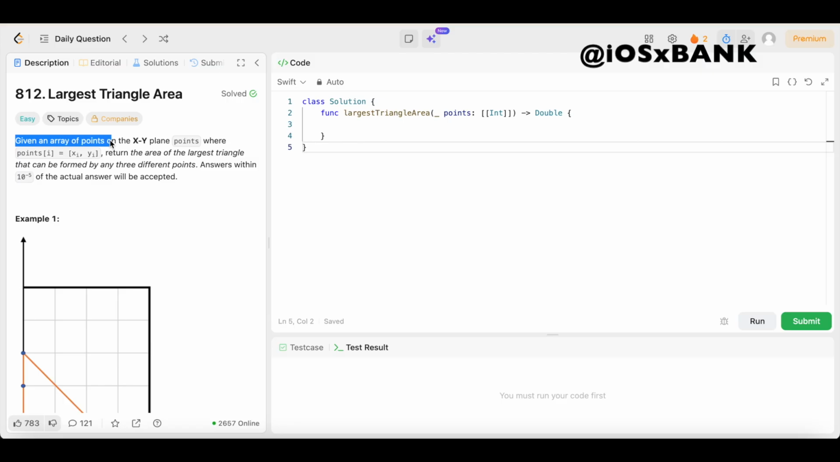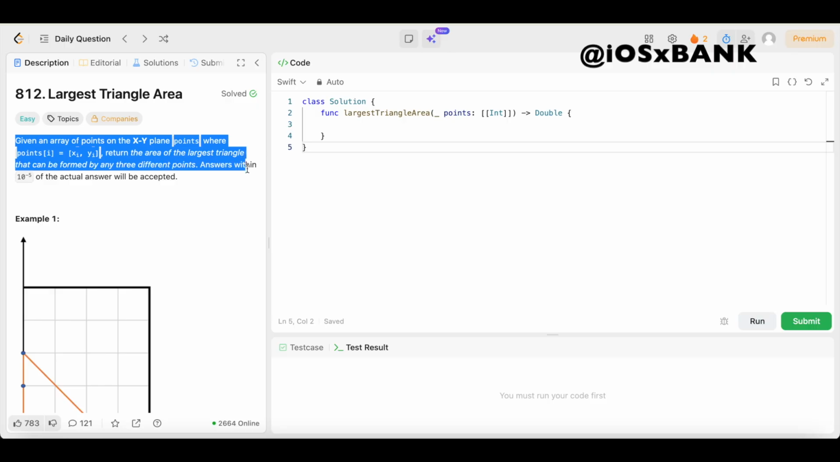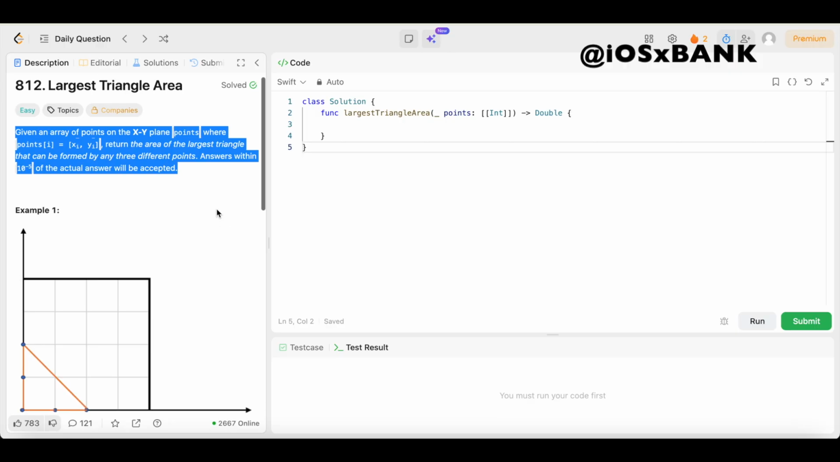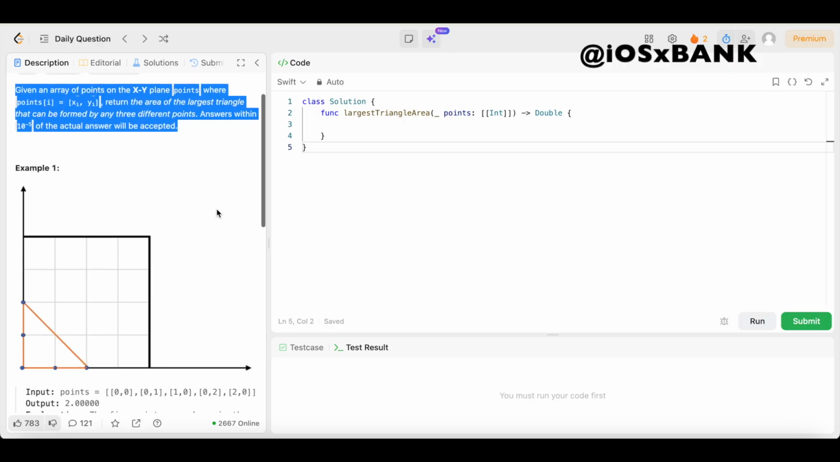Now let's see what the question says. Given an array of points on the xy plane, points where points[i] equals [xi, yi], return the area of the largest triangle that can be formed by any three different points. Answers within 10 to the negative 5 of the actual answer will be accepted. All right, y'all, so that sounds pretty simple, but let's take a look at these examples just to make sure that we are doing this problem correctly.